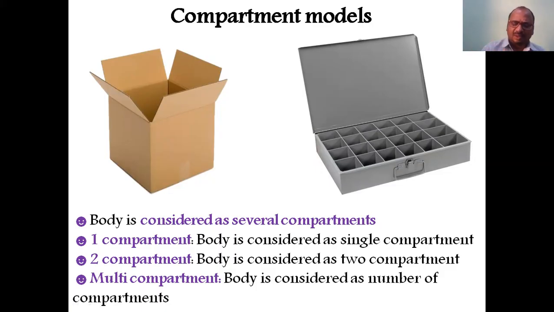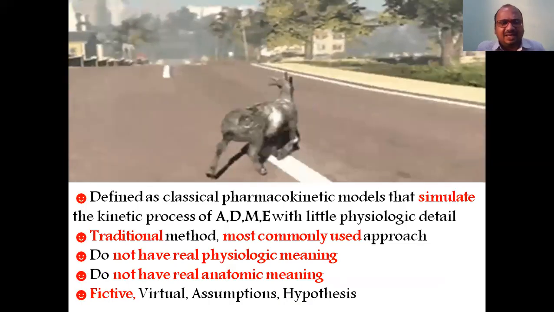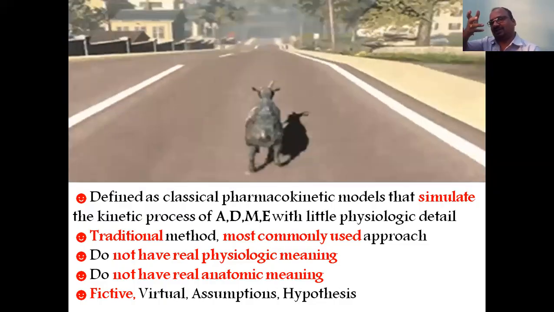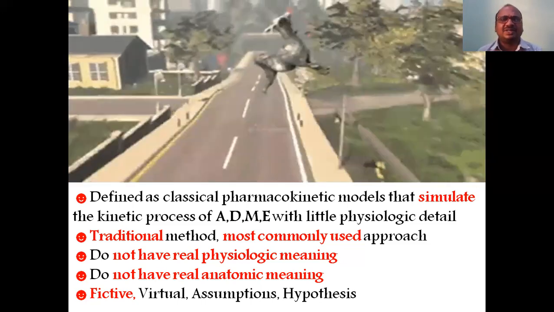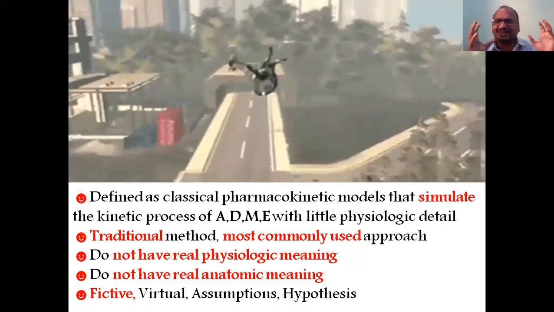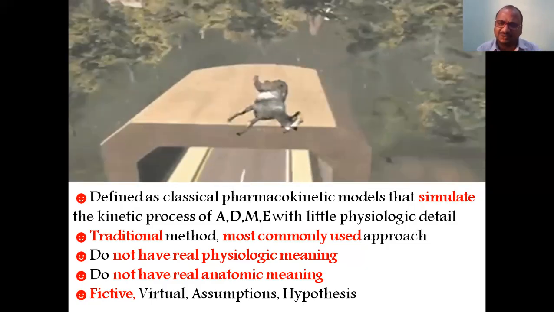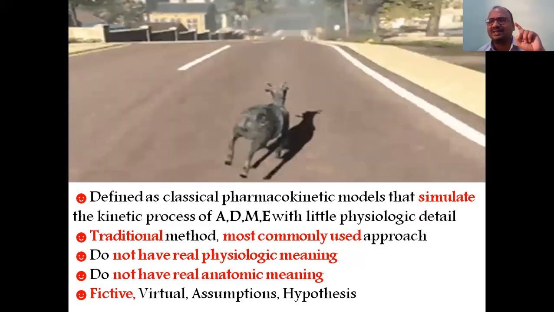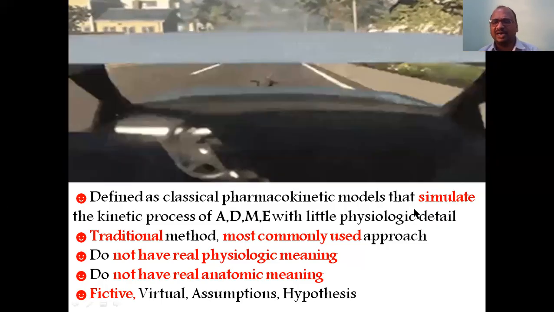So this is the compartment model definition. Compartment models are defined as classical pharmacokinetic models that use simulation, which is a very important word. That's why I made a video here. Everything is simulation. Really there is no animal; it is graphics only, like the simulator games we already played. Really it will not die, the car is not really there, the animal is not really there, but we imagine with the help of a computer. Here also it is the same thing: we are imagining our body as a simulation.